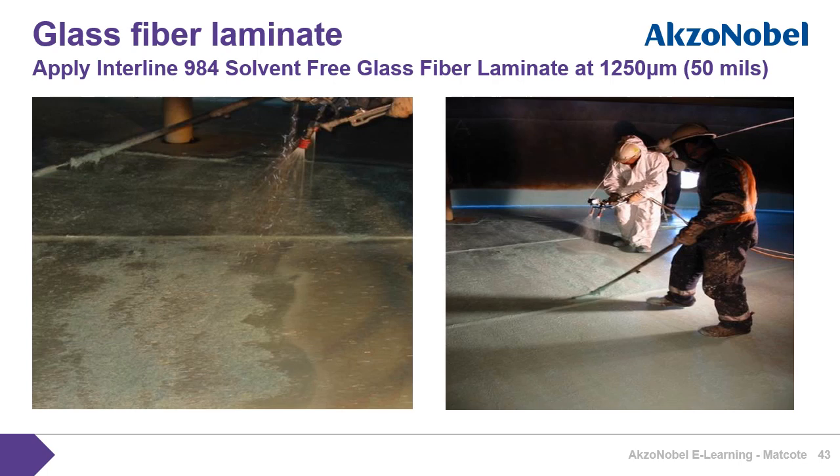This slide shows two more photographs of the application process underway. On the left hand side, you may notice some matte and gloss areas as the application is taking place. The matte areas indicate areas which have not yet had the glass fibre roving consolidated into the resin, or potentially might be areas where there's not enough resin being applied.